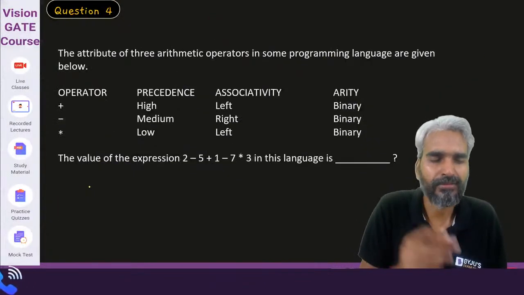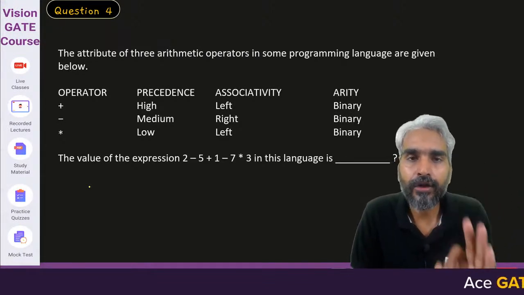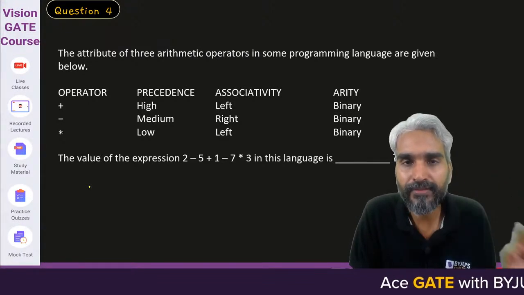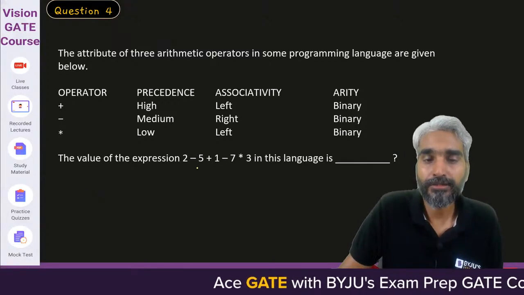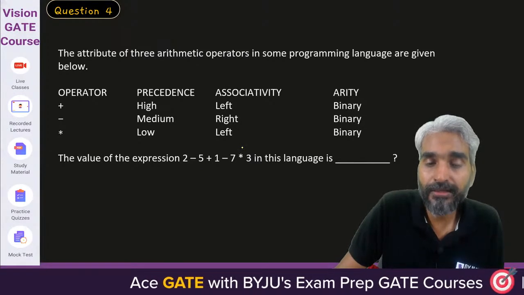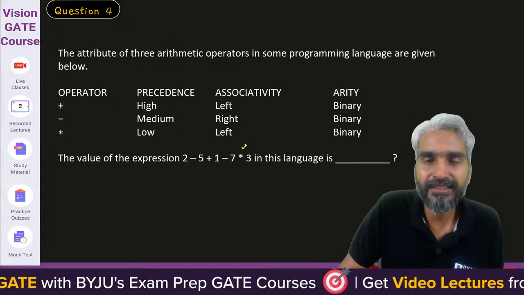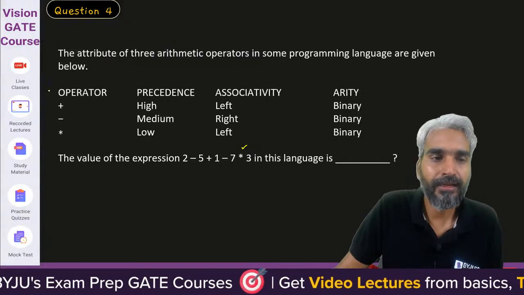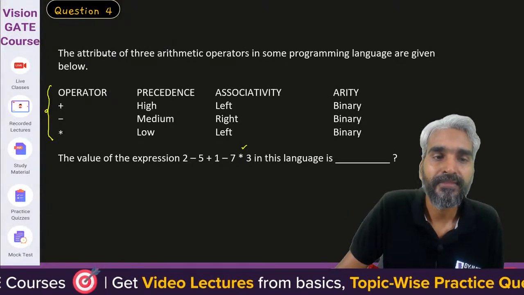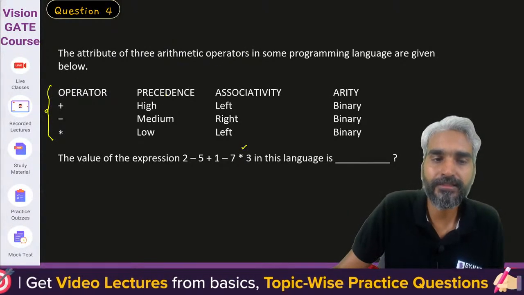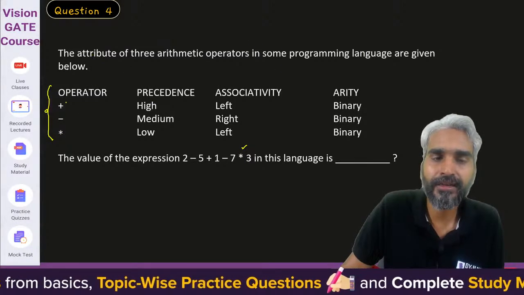Let's look at a really easy question. But if you are not thinking properly, you may give the wrong answer for this particular question. Why, sir? Because you cannot use the general programming language precedence and associativity if it is explicitly defined in the question. The question gives the attributes of the three arithmetic operators, plus, minus and multiplication, in some programming language.